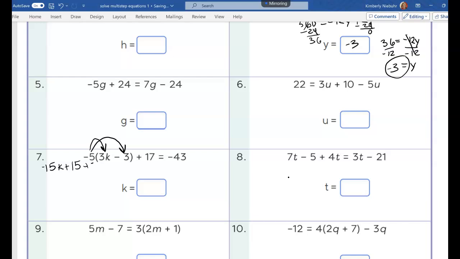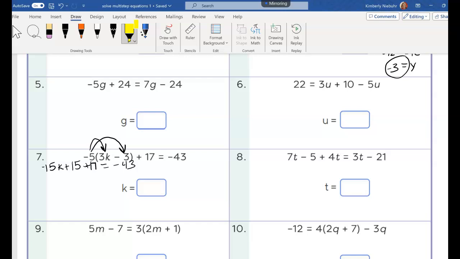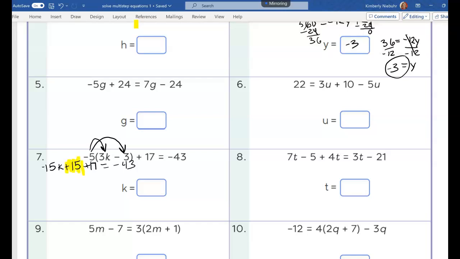Plus 7 equals negative 43. And that's not 7, Miss Niebuhr, it's 17. Yes, it is. Okay, so our goal is to get the variable k all by itself. We're going to combine these like terms.